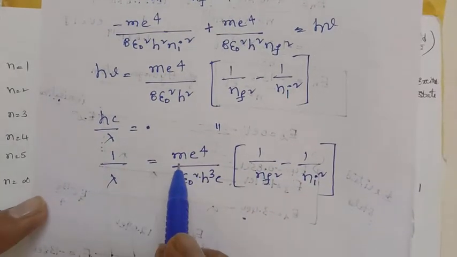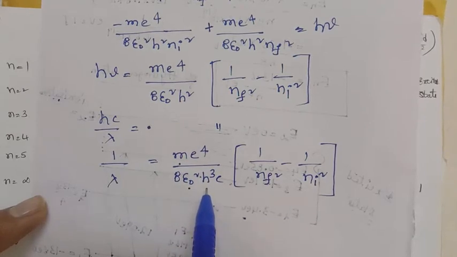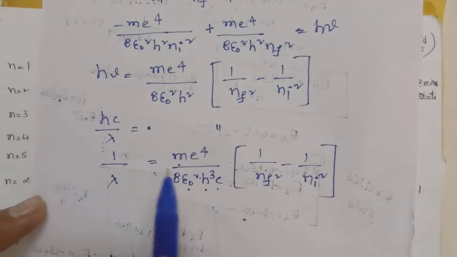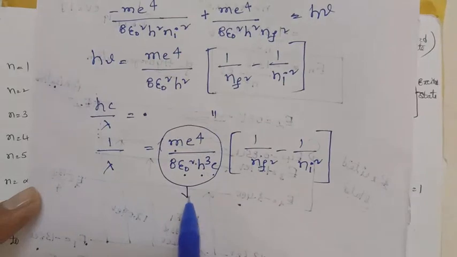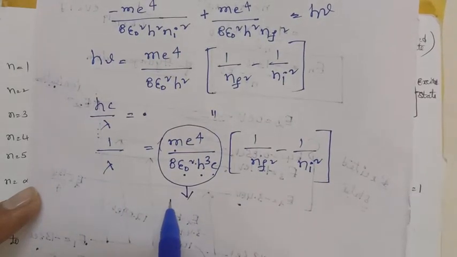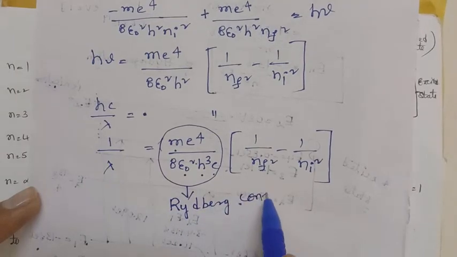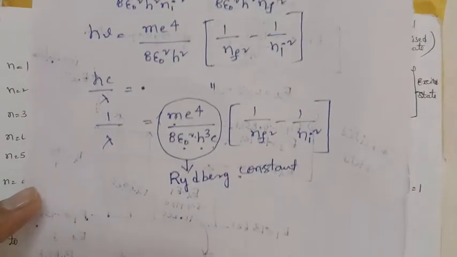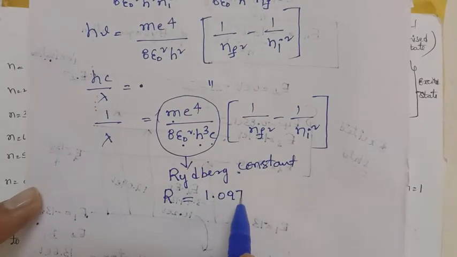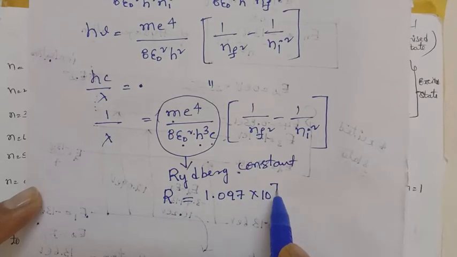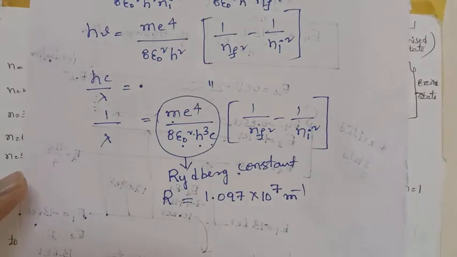In that, the mass of the electron, charge of the electron, epsilon naught, h and c, all these are constants. This total constant term is nothing but the Rydberg constant. This is the Rydberg constant. Its value is R equal to 1.097 into 10 to the power of 7 meter inverse. It is the R value.